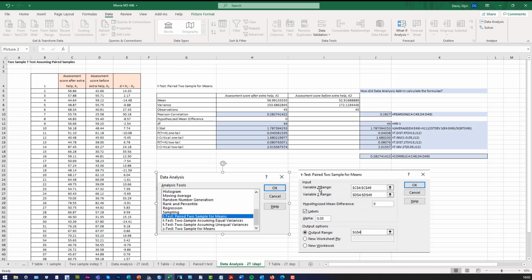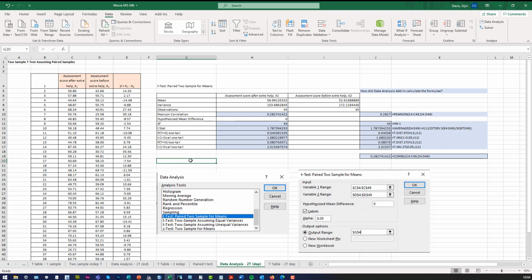Okay, your variable 1 range is C4 to C9. The variable 2 range is D4 to D9. Your hypothesized mean difference, which is D equal to 0, is 0. Because I've gone to row 4 there, that's the label, remember. Okay, my alpha, my significance level, is 0.05, and my output range is in cell G4, which is there. Okay, so when you click OK, you'll get these results here.